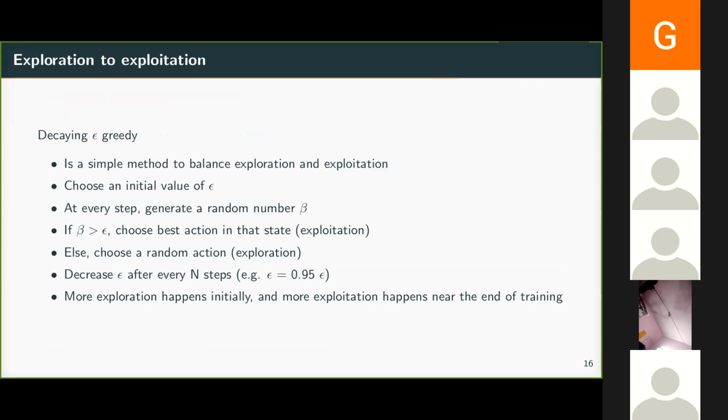Then, so what is decaying epsilon greedy? I just mentioned it slightly in the previous slide. Simple method: you choose the initial value of epsilon. Every step, generate a random number beta. If beta is greater than epsilon, choose the best action in that step, which is exploitation. Else, you choose a random action, which is exploration. And after every n steps, you decay the epsilon. You multiply epsilon by 0.95. Epsilon will start becoming a smaller number. With this approach, more exploration will happen initially, and more exploitation will happen near the end of the training. As you go towards the end of the training, it becomes more exploitation than exploration.